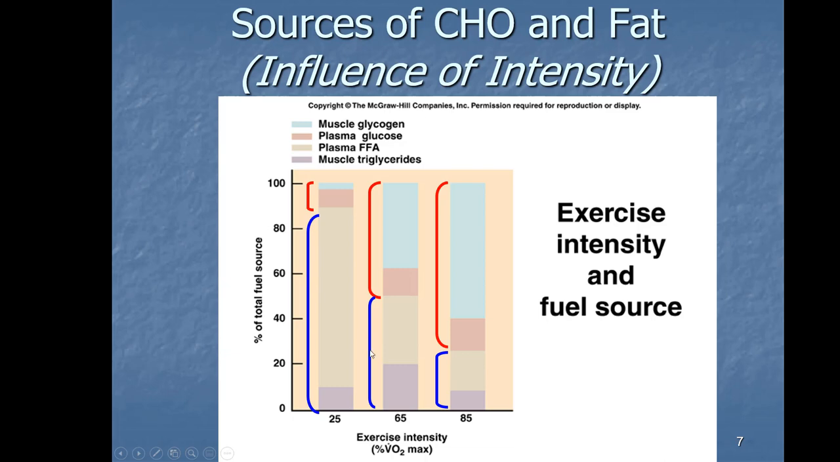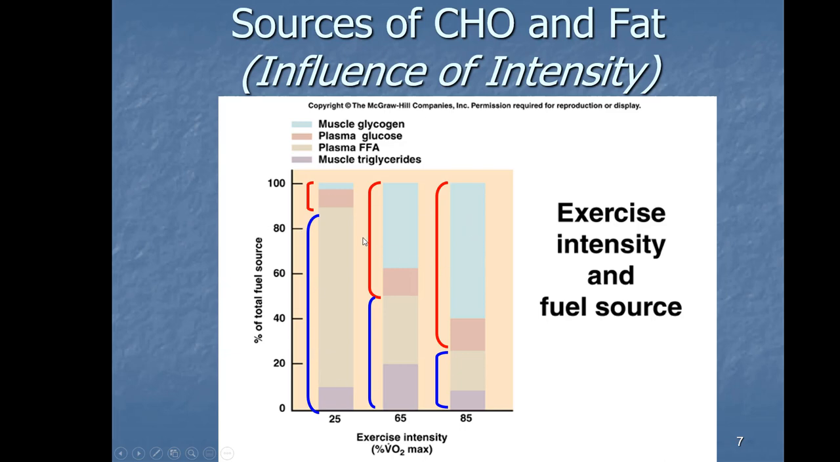For fat, it's not quite as clear cut, but I would say in general, you're going to get a similar response. The higher the intensity, the less free fatty acids that you're using from the blood. Even though it doesn't necessarily look like it here, it's going in that direction, but like I said, it's less clear. So carbohydrate is really clear, fat is going in that direction, but not as clear cut.